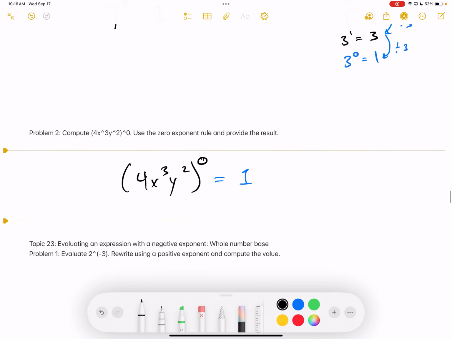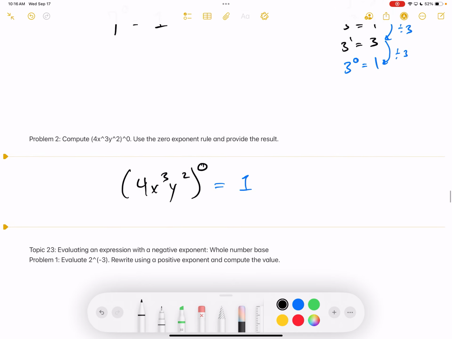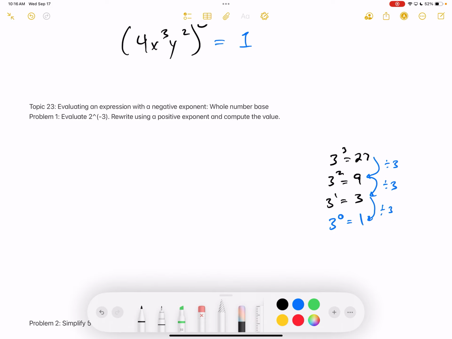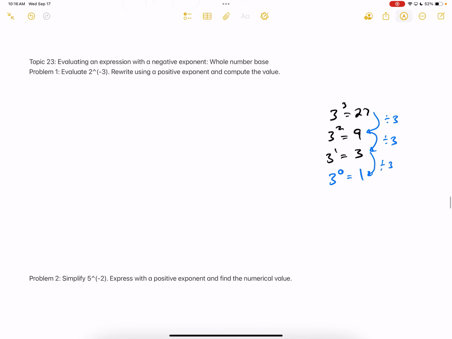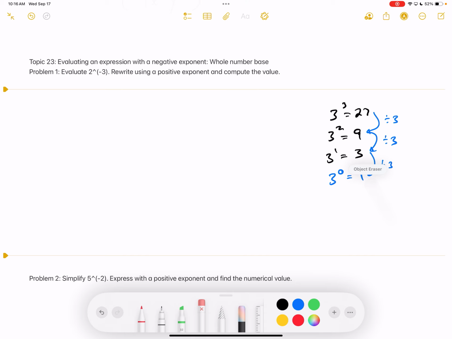If I have, so let's keep following that pattern for a second. Let me copy and paste this down here. So if I keep following this pattern, I said every time that I subtract an exponent, I divide by the base, right? So what if I have 3 to the negative 1? Well, I'm going to divide by 3. I got to follow the pattern. Math always follows the same rules. So if I do 1 divided by 3, that's 1/3.